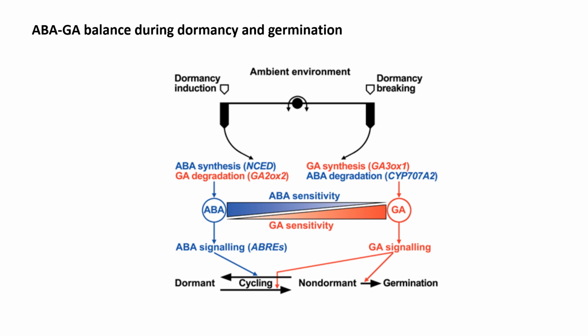The complex interplay among hormone synthesis, degradation, and sensitivities occurs in response to environmental conditions and can result in either dormancy cycling or germination. Ambient environmental factors like light, temperature, and nitrate affect the ABA-GA balance and the sensitivity to these hormones. Let us see something more about how these environmental factors affect the abscisic acid and gibberellic acid levels during germination.